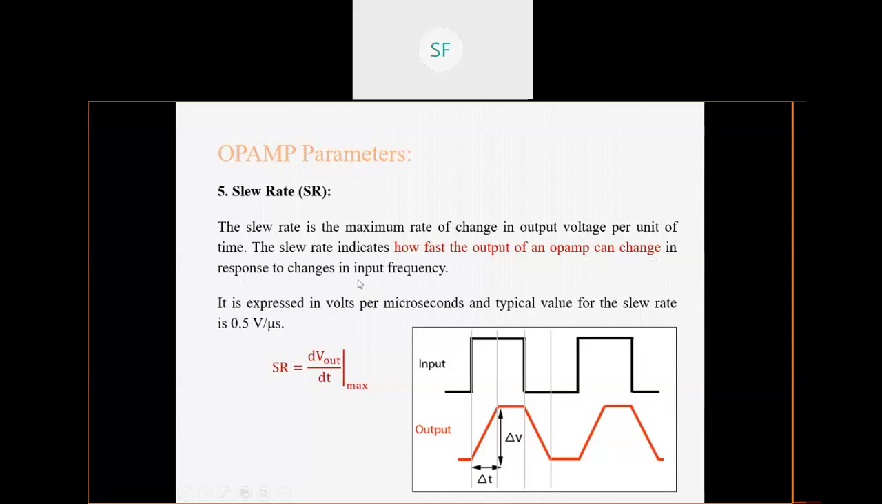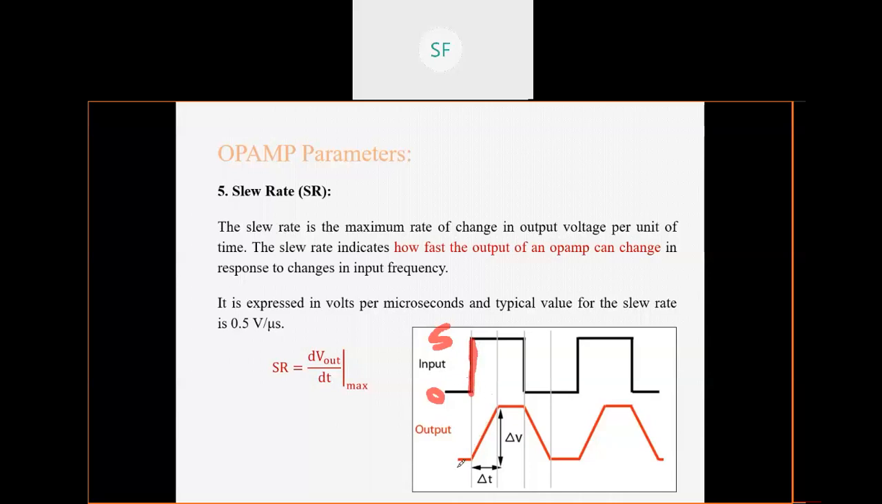So what is actually a slew rate? Suppose this is your input, the black waveform. It is nothing but a square wave, so it is varying like this. At this particular point you can observe that it is suddenly varying from 0 volt. Let's say this is the 0 volt level, and this is the 5 volt level, for the sake of our understanding. So within no time it is varying from 0 to 5. This is your input signal.